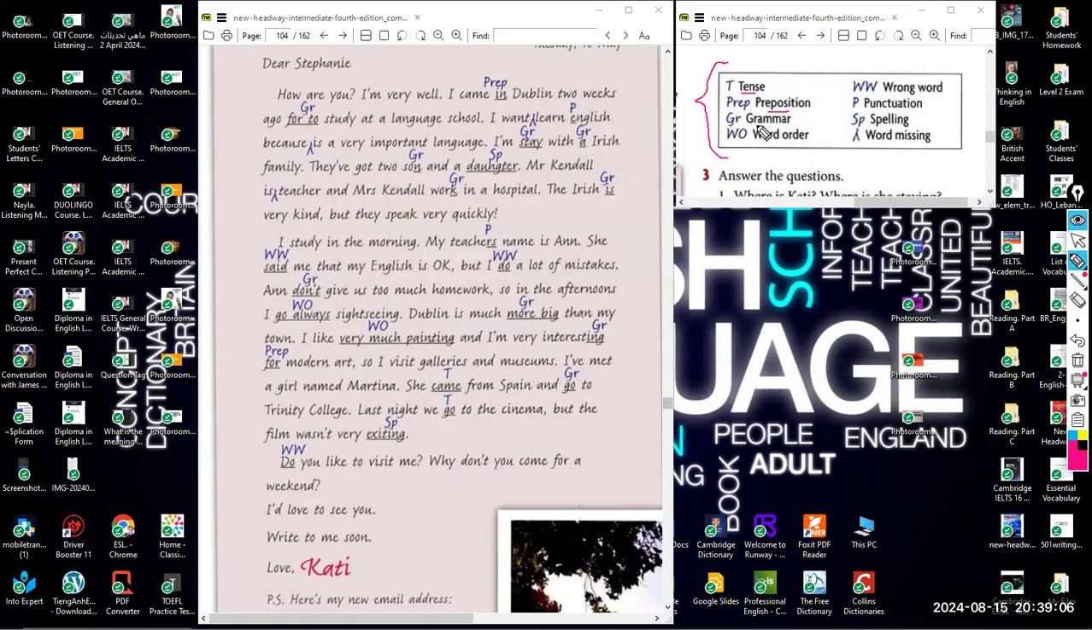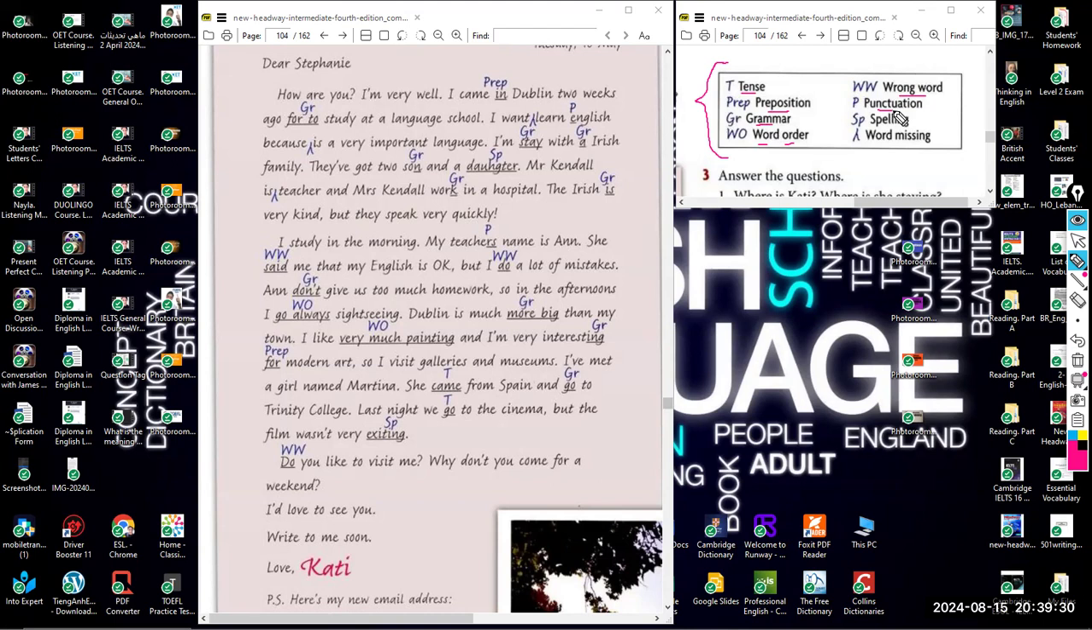Then I have to check my grammar. Absolutely, grammar is really important, not only in writing, but also in speaking. I have to use the correct grammar for full understanding. Then I have to check my word order. Absolutely, we have to discuss all of these in detail, don't worry. After that, I have to check my wrong words.